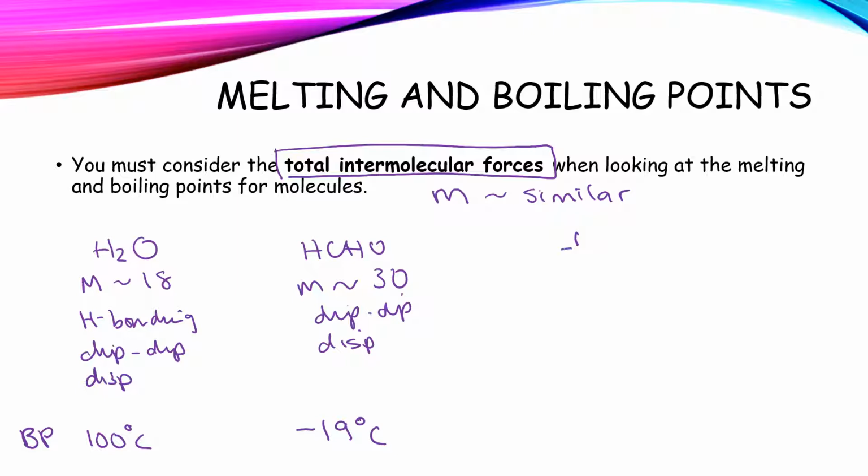If you look at iodine, its formula mass is approximately 254. It only has dispersion forces, but its boiling point is 184 degrees Celsius. So none of these are comparable because they all have different size formula masses. You certainly cannot compare a tiny little water molecule, which is like an apple, to a massive iodine molecule, which is like a watermelon. So you can only compare things directly if they have similar formula masses.